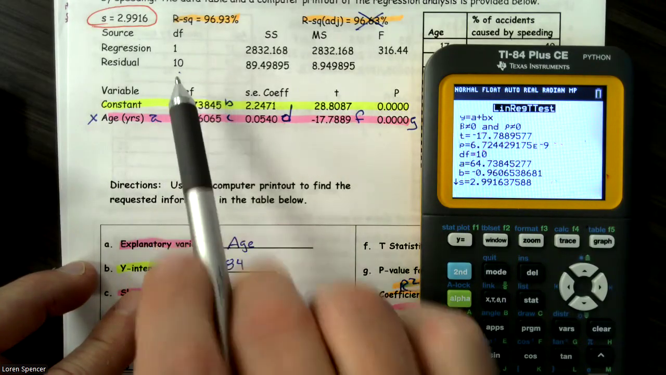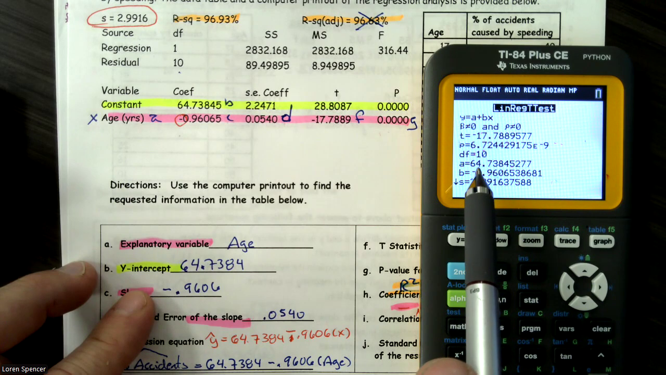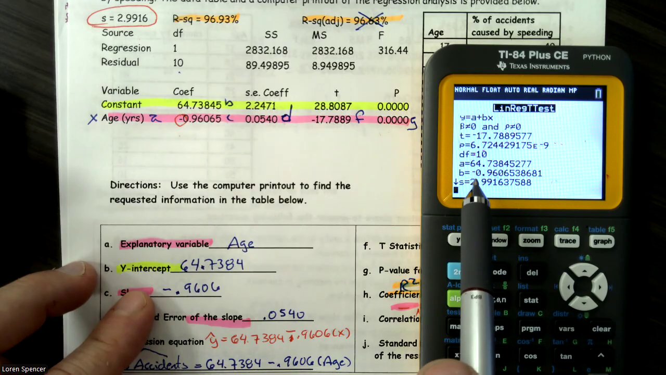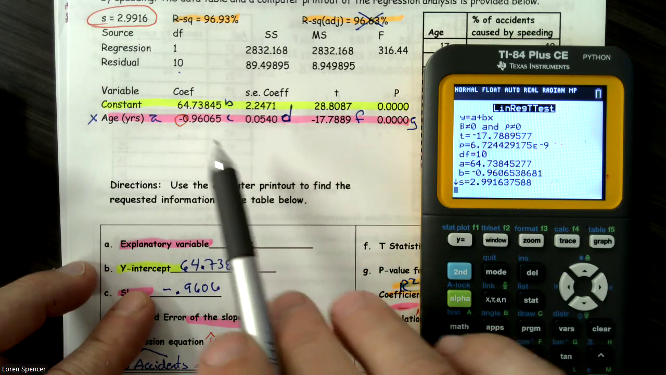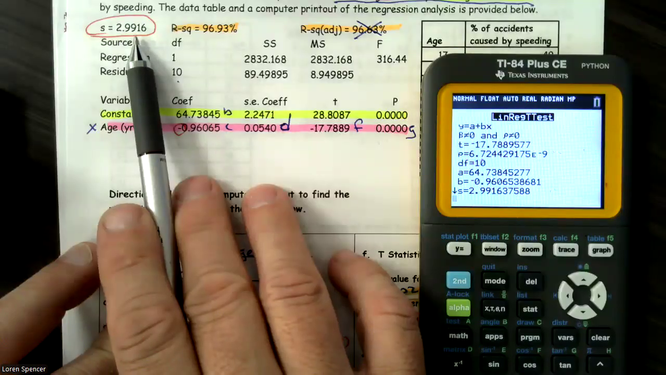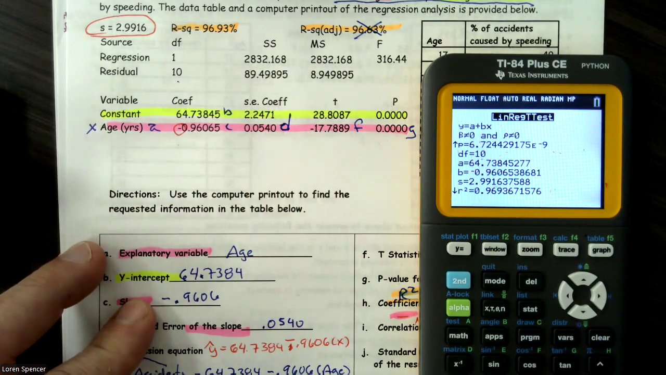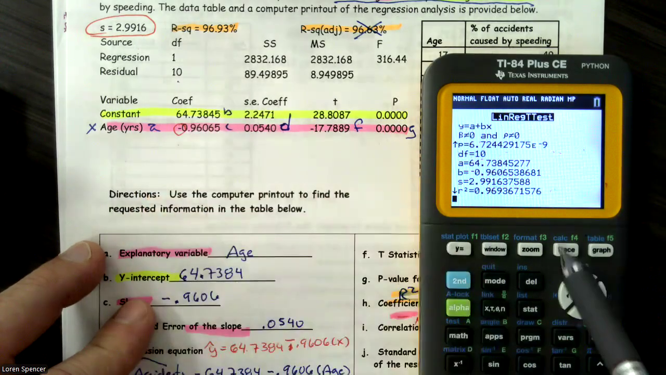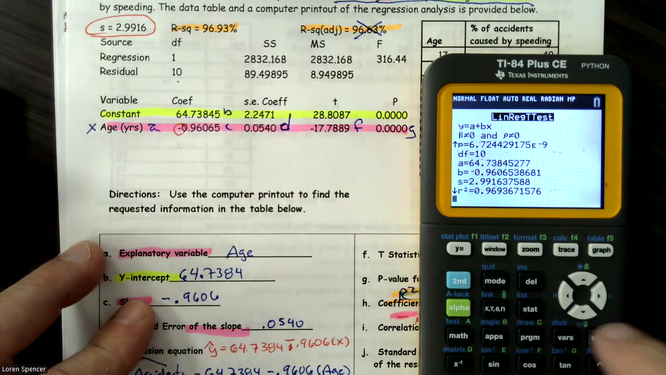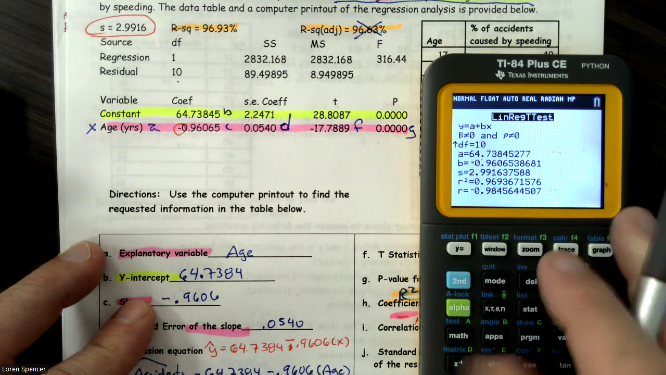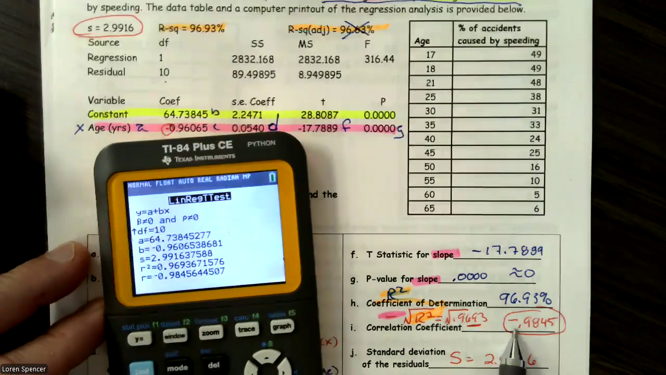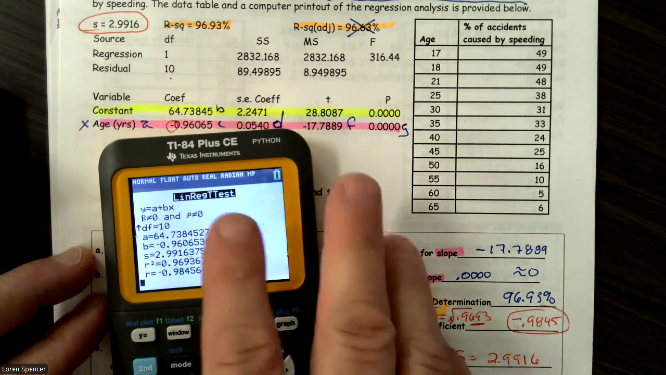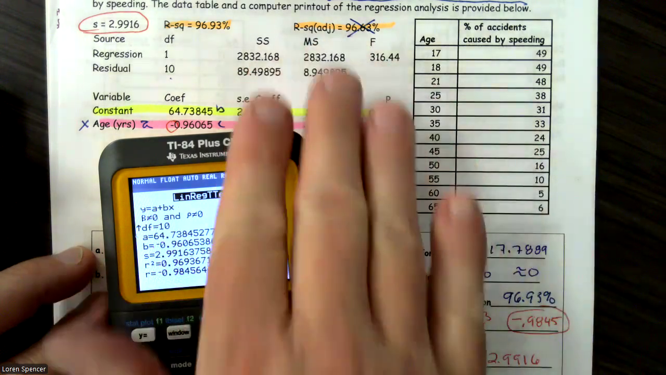My degrees of freedom is 10, because my sample size was 12. My y-intercept is 64.7. My slope is negative 0.96. My standard deviation of the residuals is 2.9916. R squared is 96.93, and this is 0.96. They just turned it into a decimal. We don't have the correlation coefficient, but we did record it down here at a negative 0.9845. I just want to show that there's a relationship between what you're doing on the calculator and what you're reading from the computer printouts.